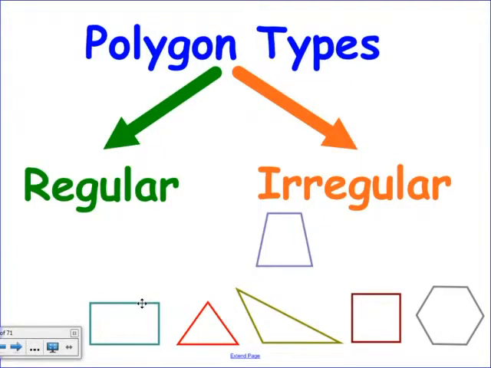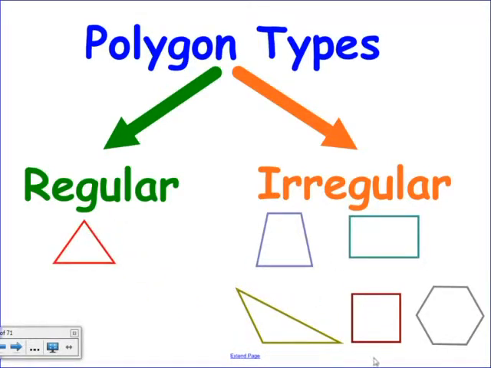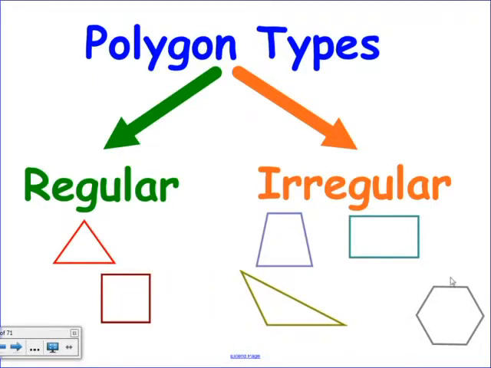What's the definition of regular? What did we say? All the sides are the same. A rectangle, all the sides the same. No. So it goes over the other side. Irregular. Equilateral triangle. Regular. Scalene triangle. Irregular. Square. Regular. And this shape here. Regular, because it's a regular hexagon.